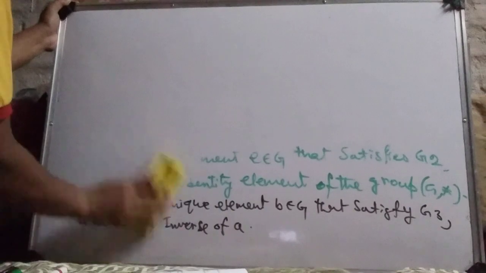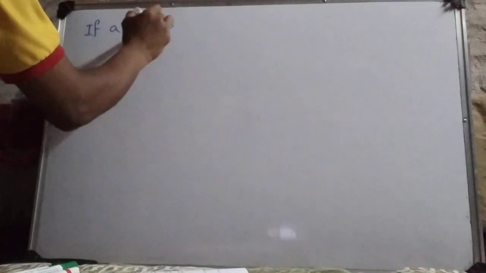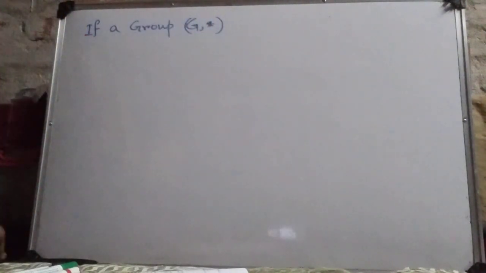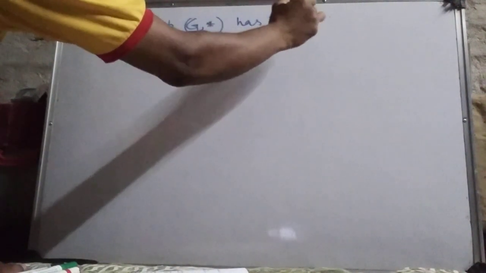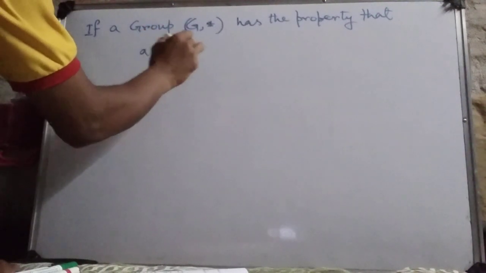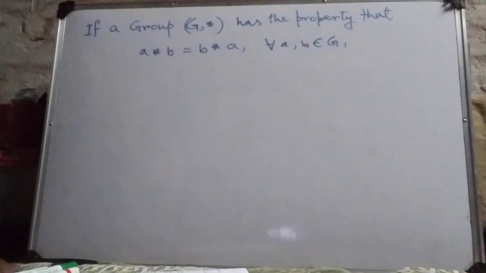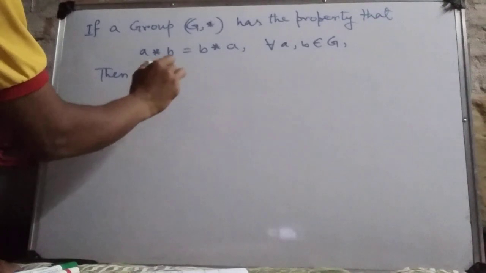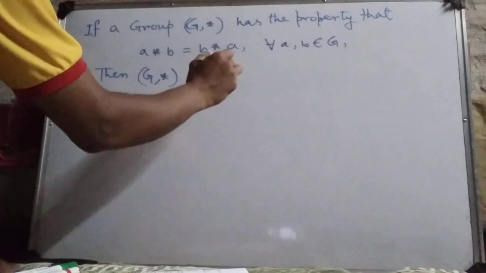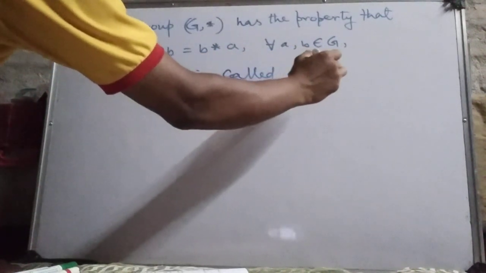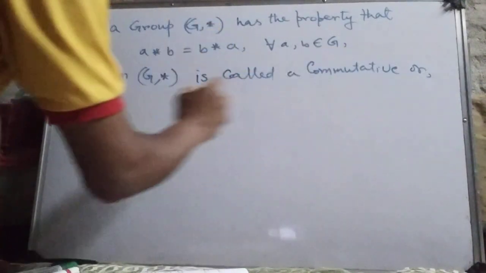Okay, so we now erase the board and further discuss. We write it in this way: if a group G star has the property that A star B equal to B star A for all A, B belongs to G, then what happened? Then G star is called a commutative or abelian group.